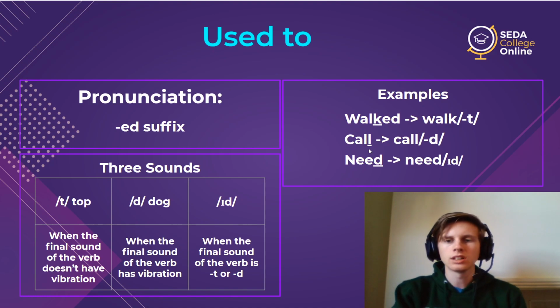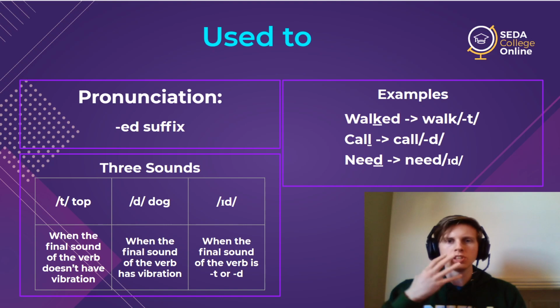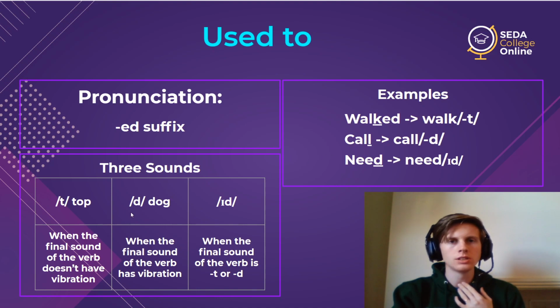Or we can look at a verb like call. Ul. Ah, this one, we feel vibration. So what's the difference? Try this. Ul, ul, ul. You should be able to feel that when you make an L sound, there is this vibration in your throat, in your nose, in your mouth. So we match the sound. Ul, d, d, ul, d.